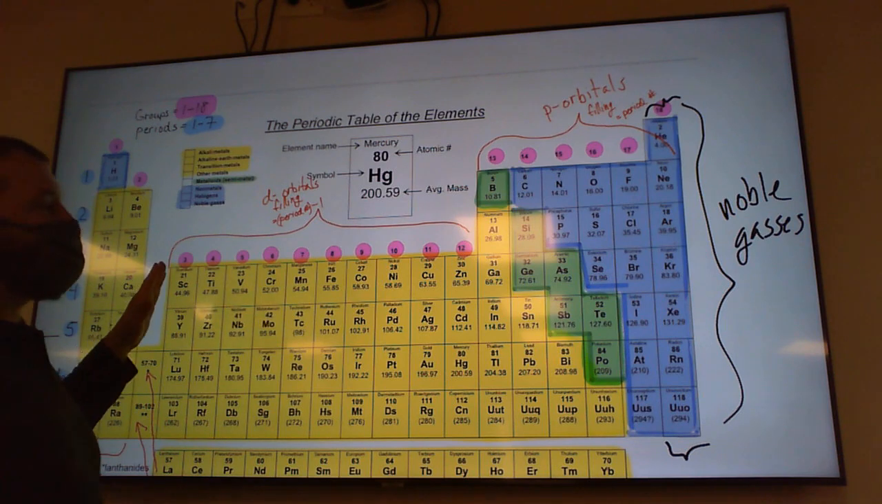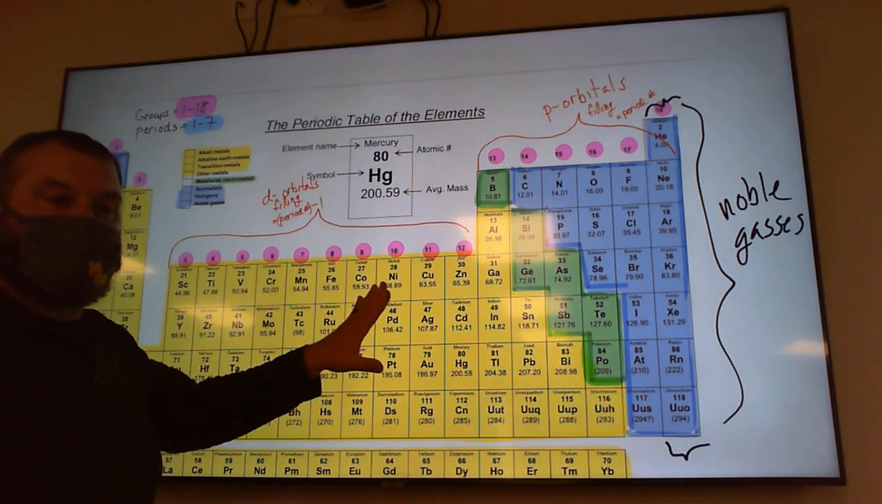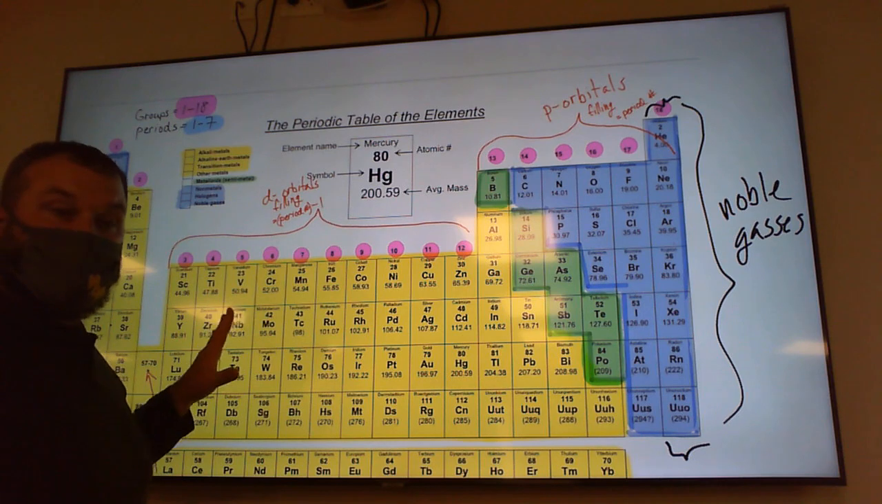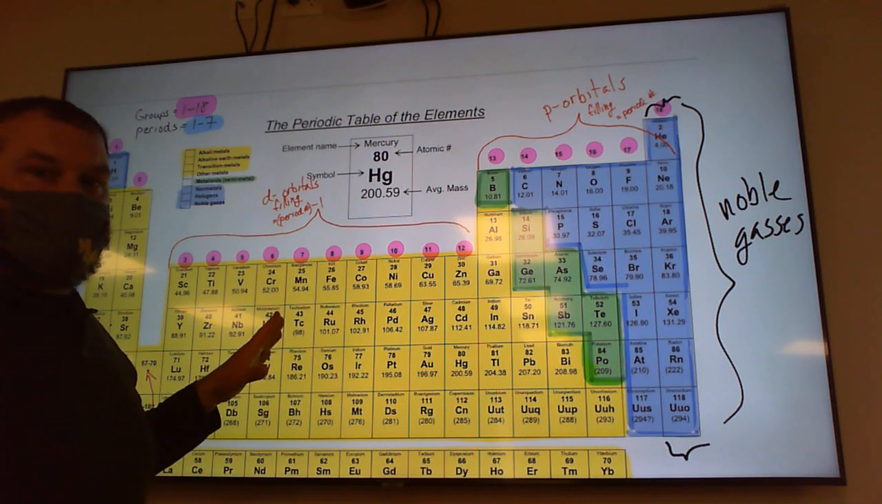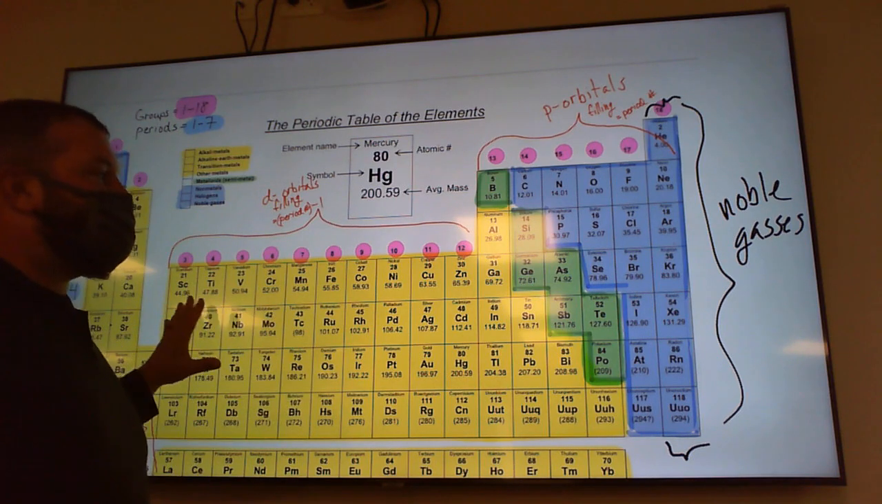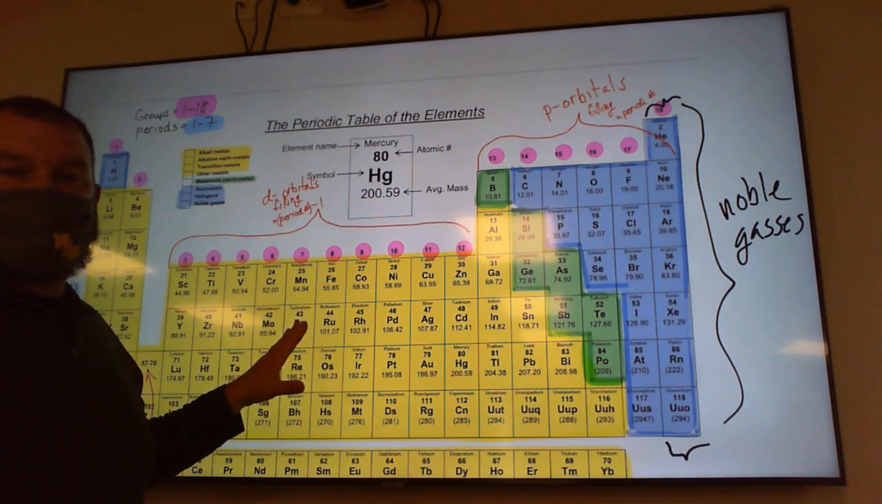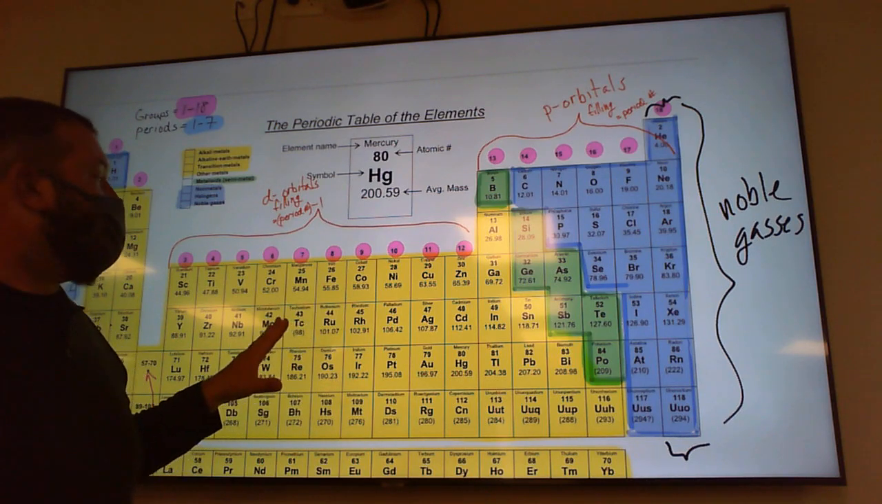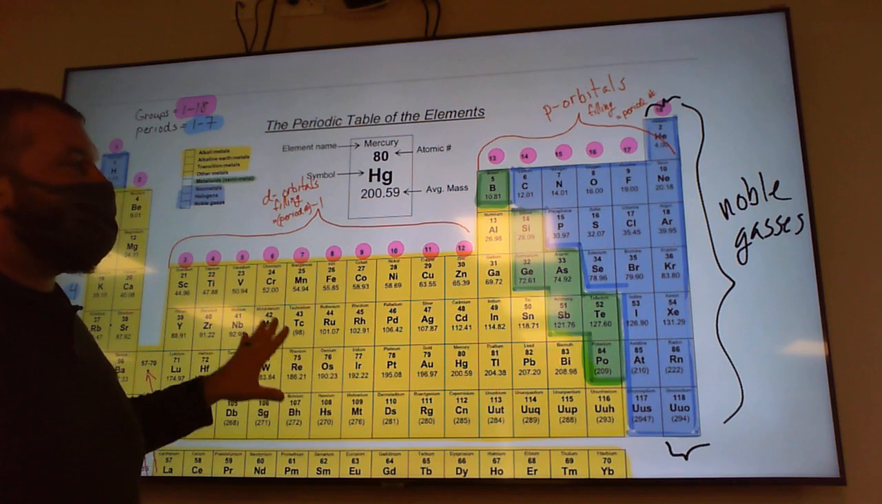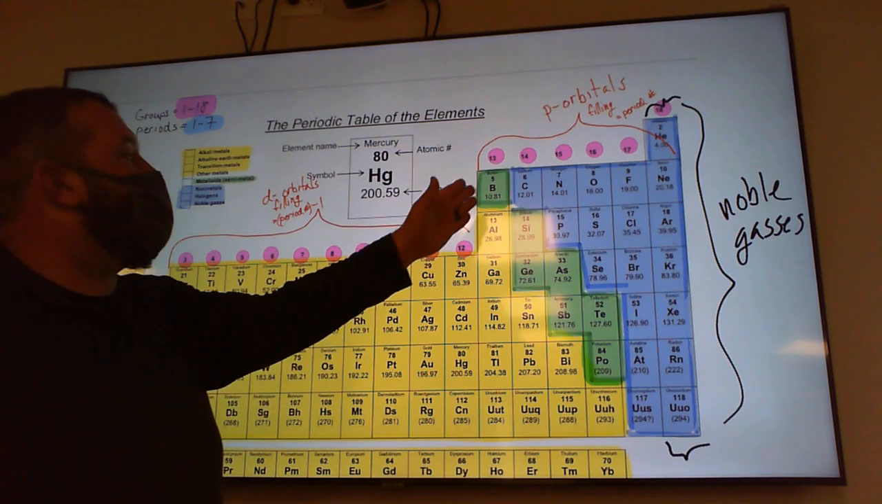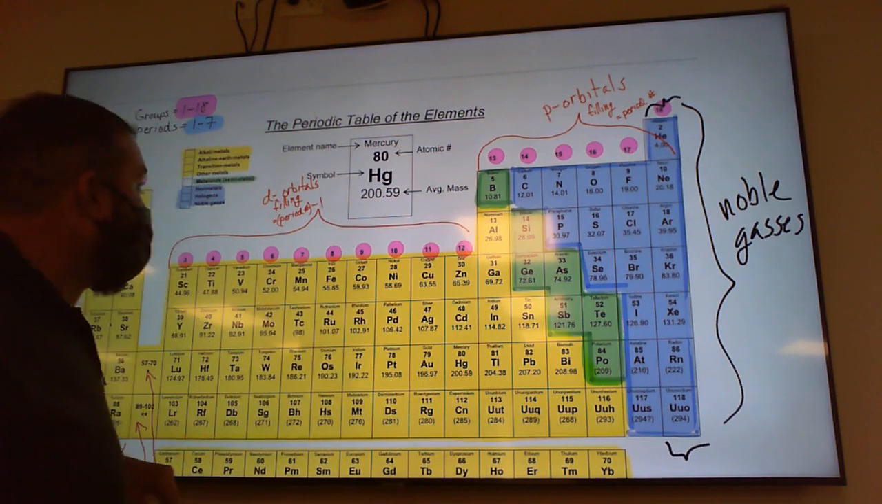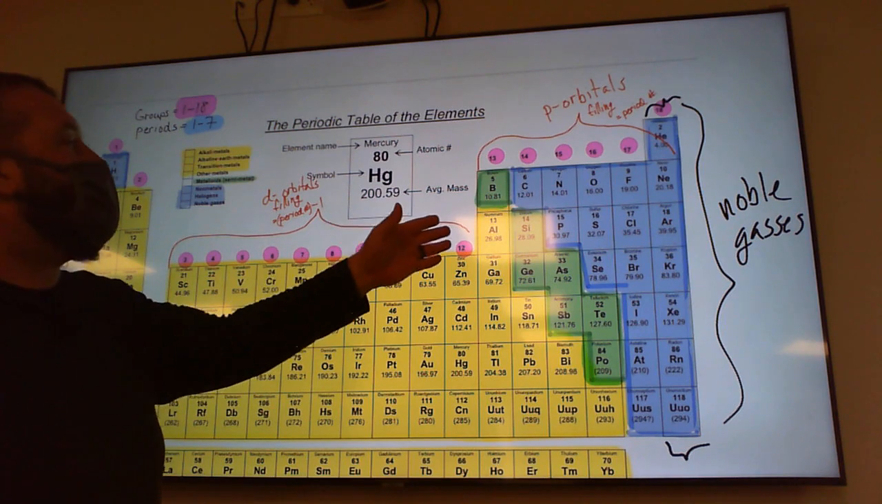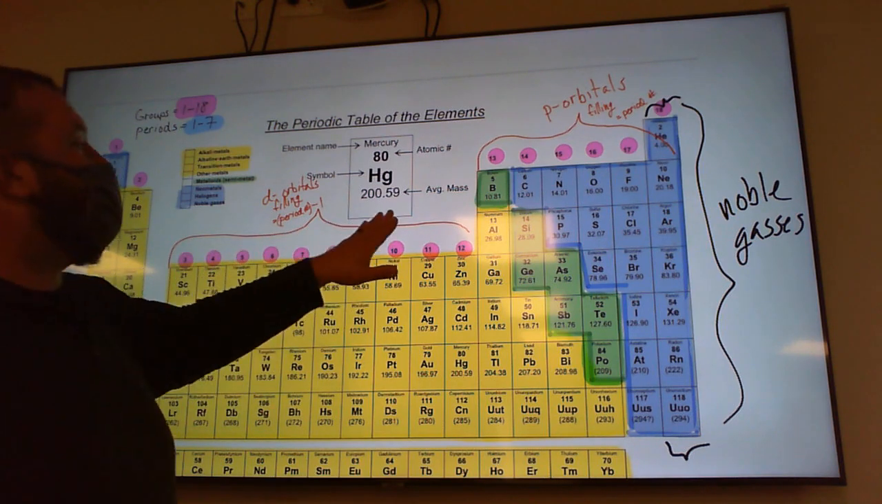Now let's get to groups 3 through 12. We don't even do dots for groups 3 through 12. The reason is there are just too many of them, and they don't follow the same pattern. We don't worry about 3 through 12. We do, however, pick up with 13. If I look at group 13, this ends in s and a p1.